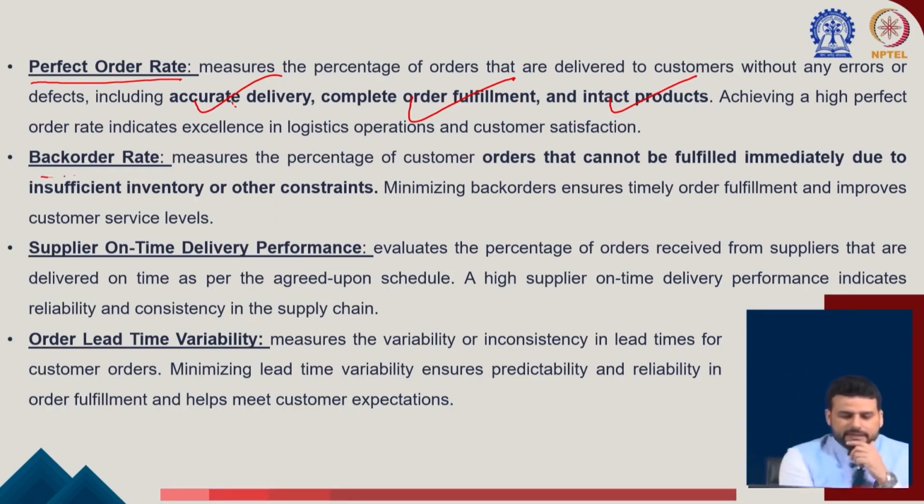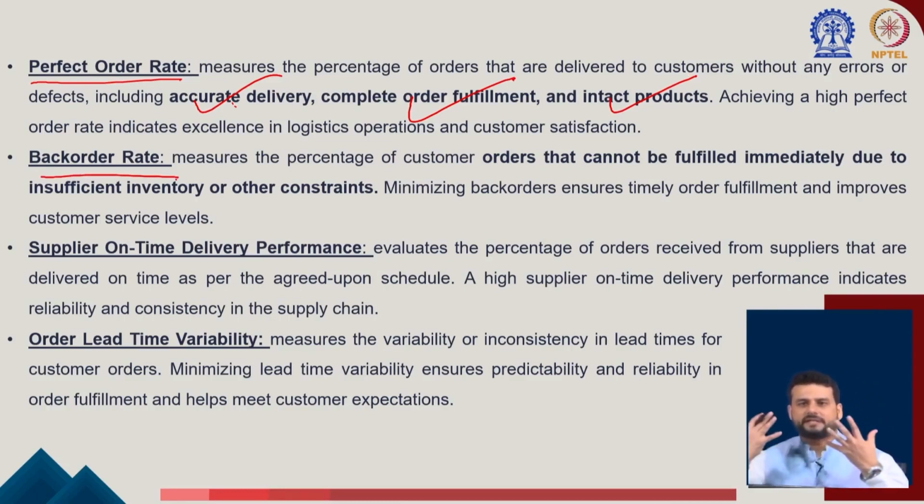And then back order rate. A back order is when a customer comes to me and I could not meet the demand because insufficient inventory was there. So that is a kind of back order. Maybe I'll take some time, maybe in the next few hours or next few days I'll deliver. So that is back order rate. How can we reduce this back order rate? That will help when you analyze your market conditions and your demand perfectly.